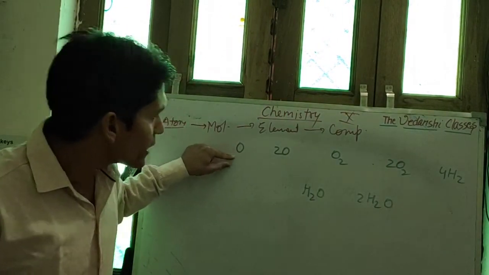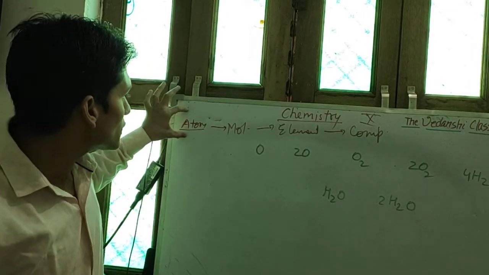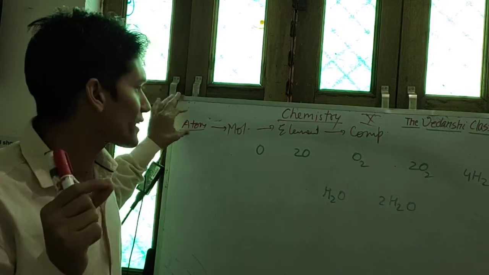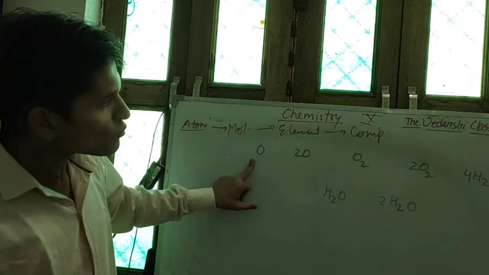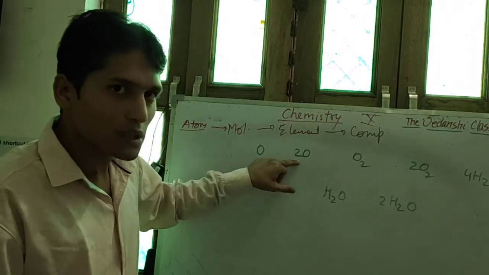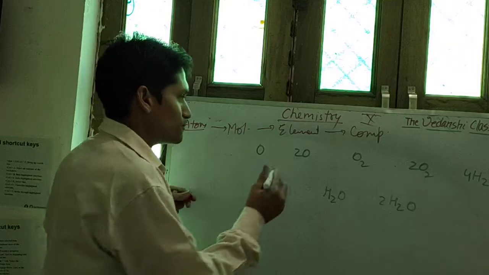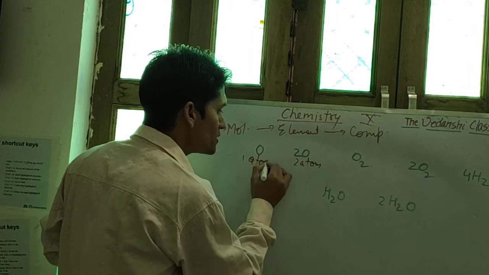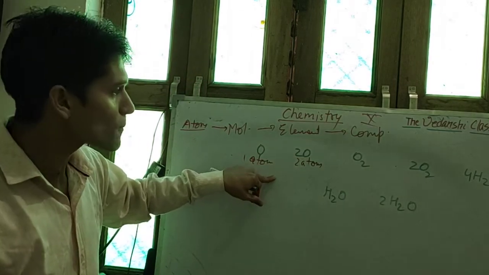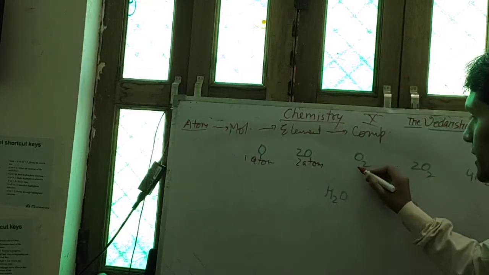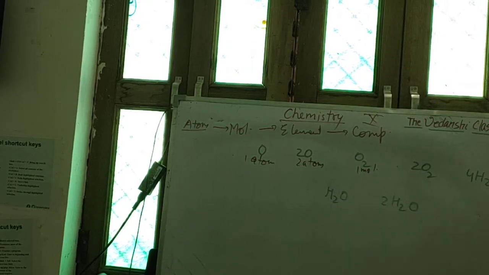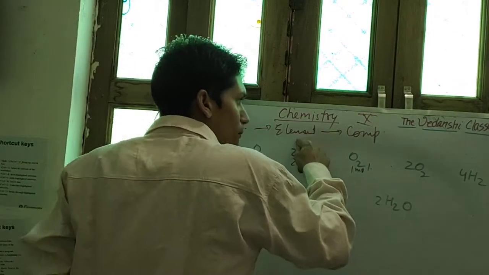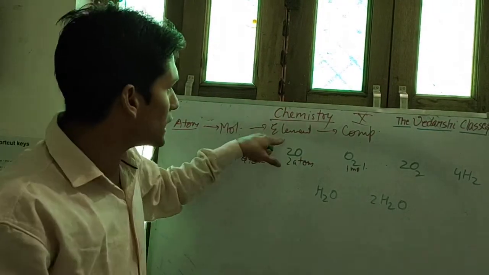Students, if you write the single O, it represents one atom of oxygen, one single unreacted atom of oxygen. If you write 2O, it represents two atoms. This is the single atom which is unreacted. If you write O2, it represents one molecule of oxygen. Here I would like to tell you one thing. Molecule may be of the element or compound.